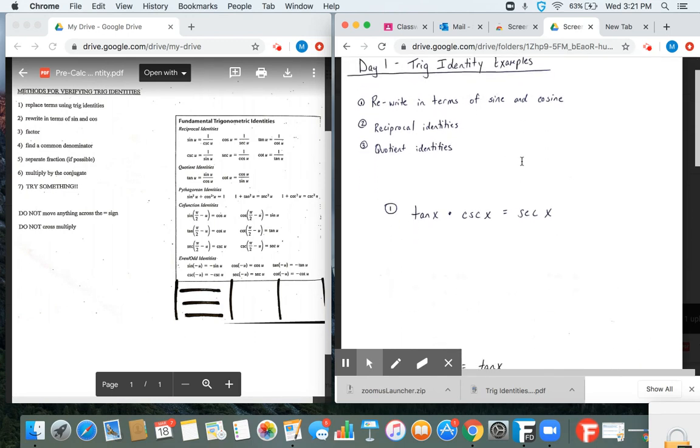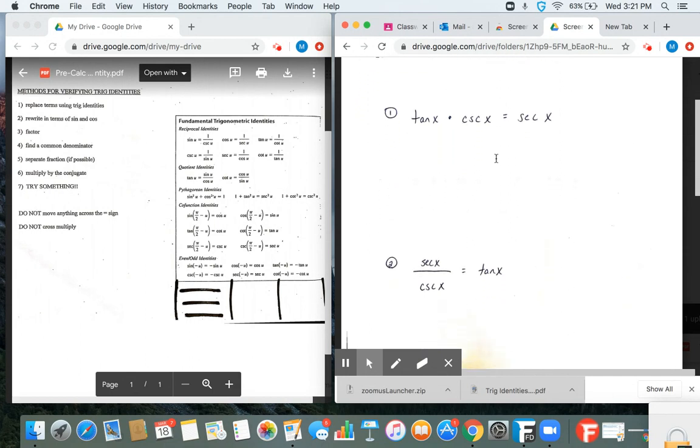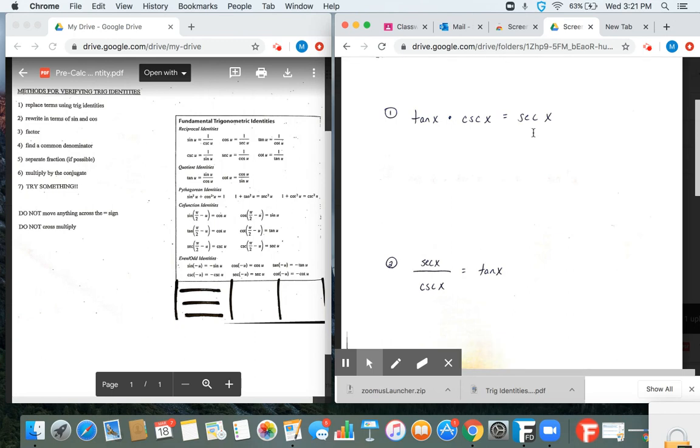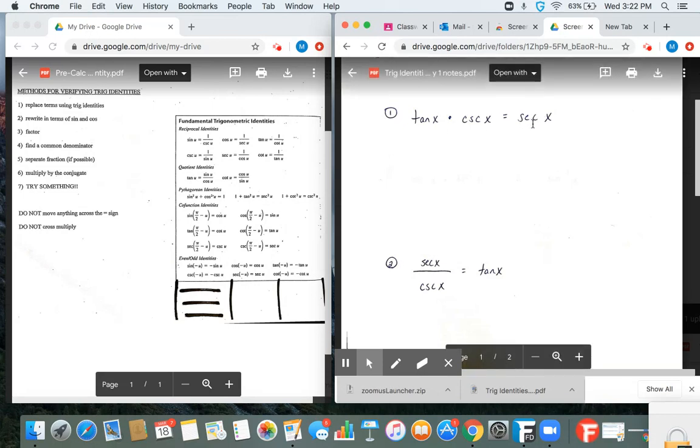In our first lesson today, we're going to show how I can make the left side of this equation equal the right side of it. So how does tangent x times cosecant x equal secant x? The way in which we're going to do it is we're always going to simplify the left side, never touch the right side of the equation. What we're going to do is rewrite what we're given in ways using the identities that are shown on the left-hand side of your screen.